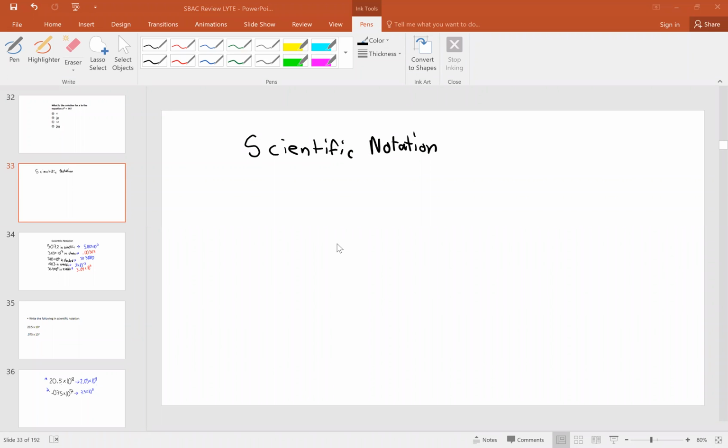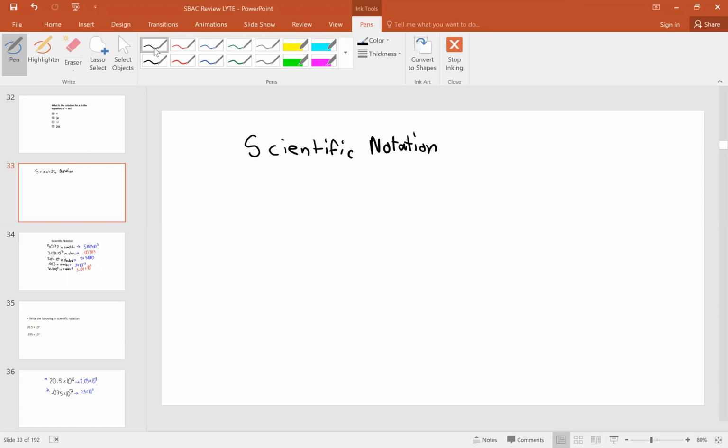So we're going to dive into the next lesson, and that lesson is scientific notation. When I'm talking about scientific notation, the big piece that I need to understand is what's the point? Why am I using scientific notation? The reason is because I want to make really, really big numbers or really, really small numbers into bite-sized chunks that mean the exact same thing.